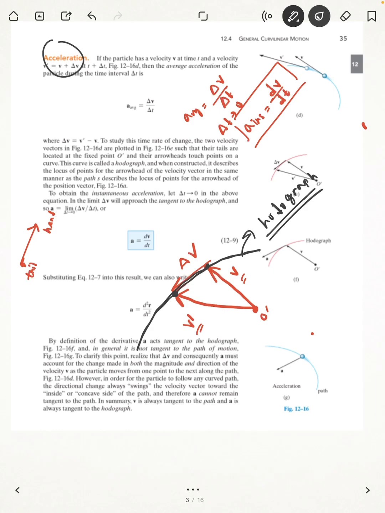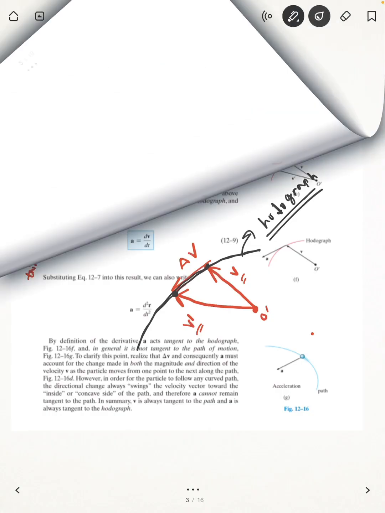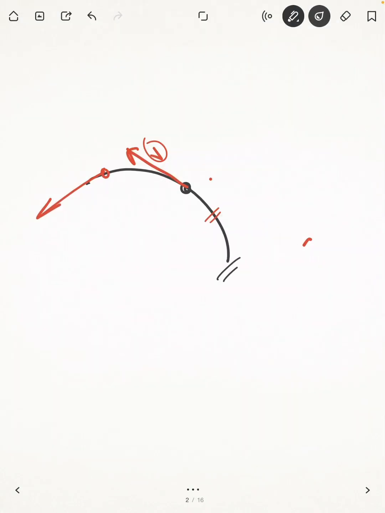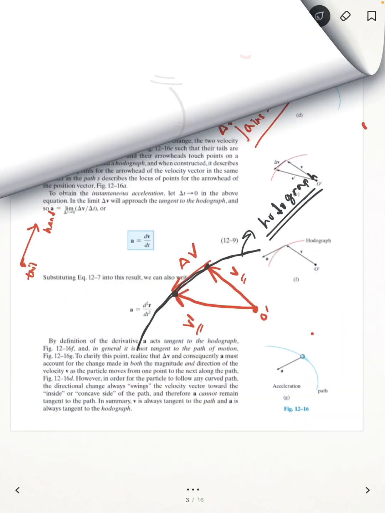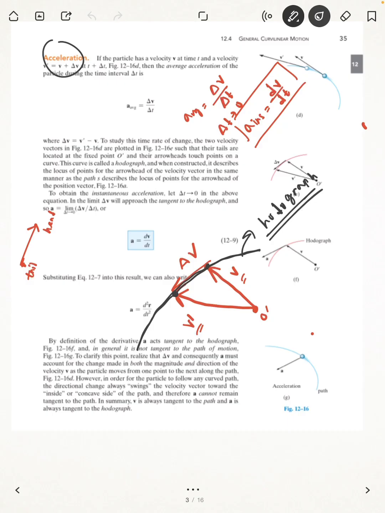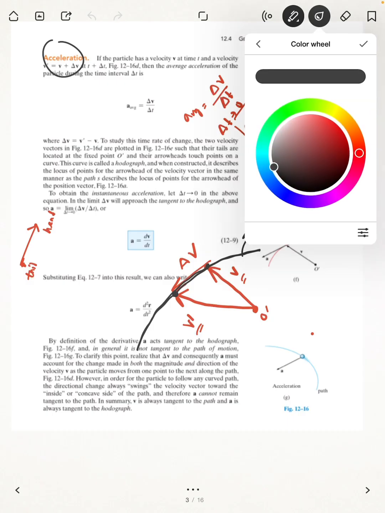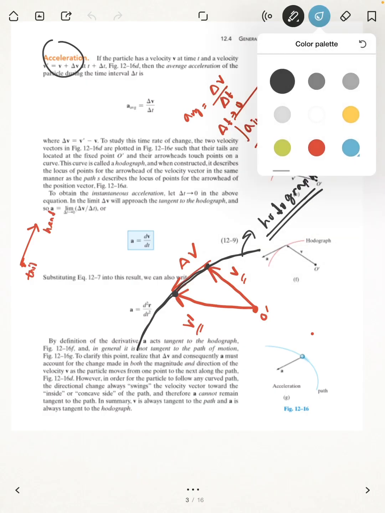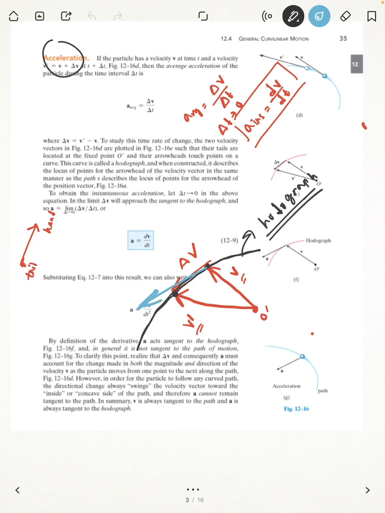And what is the necessity of this curve? It basically tells you the direction of the acceleration. As we have told you, the direction of the velocity is tangent to the position curve, the S curve. But how can you represent the direction of the acceleration? So if I take another color, this is the hodograph, the black one. The change of velocity, that means the acceleration, should be tangent to this hodograph. Like this, the direction of the acceleration.